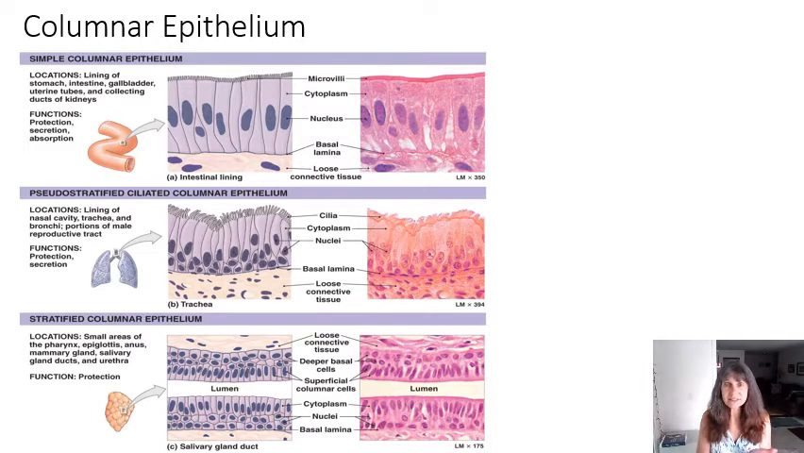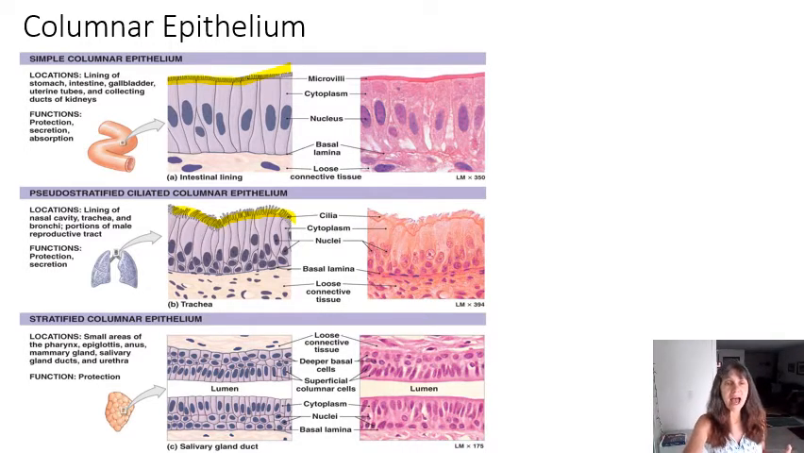However, we find simple columnar epithelium in places like the stomach, the intestines, the gallbladder, uterine tubes, the collecting ducts of kidneys. And in this particular picture, we can see those tiny little microvilli on the apical surface of these cells. Compare that to the much larger cilia, because remember, microvilli increase surface area to increase absorption, whereas cilia are larger and they move stuff across the surface of the cell. Some people missed that on the homework, and I really want to drive that concept home for you.